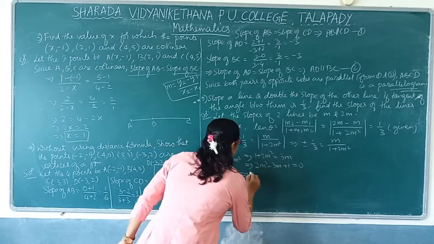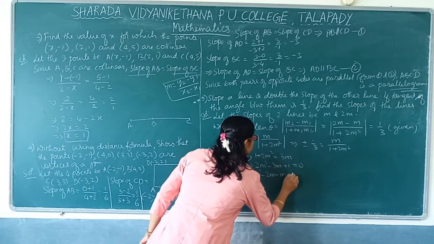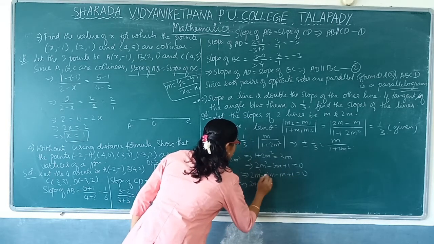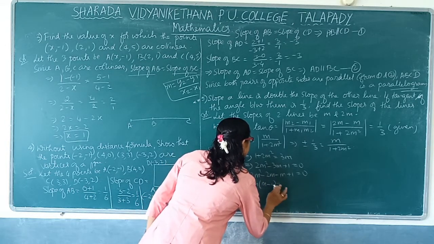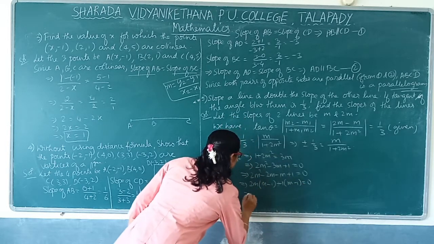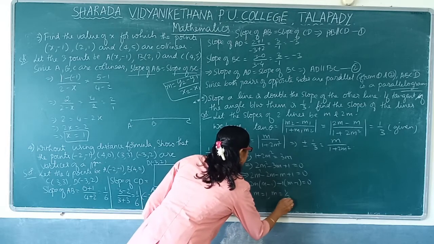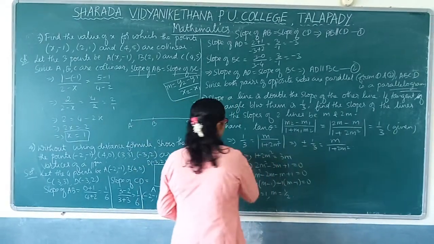So we have to split it: 2m square minus 2m minus m plus 1 is equal to 0. Just take 2m common outside. What remains? m minus 1. Plus, we will take minus 1 outside: m minus 1 is equal to 0. So what do we get? m is equal to 1, m is equal to 1 by 2. These are the two values we are getting when it is plus 1 by 3.